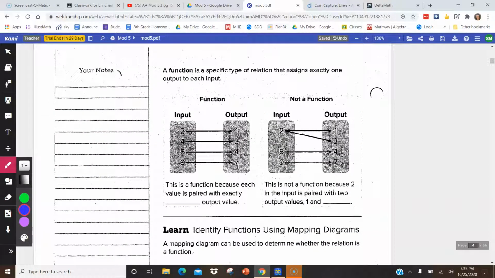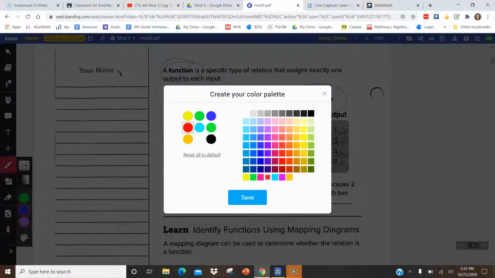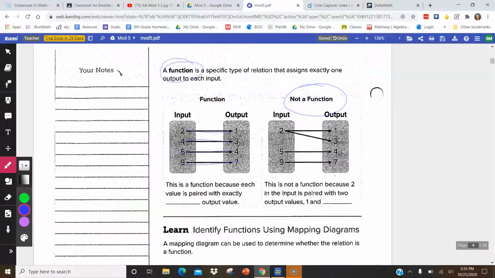It's important to note that when we have a function, it's a specific relation. It's a more detailed relation. It goes to exactly one output, so each input has exactly one output. So 2 only goes with 1, 4 only goes with 3, 5 goes with 4, 9 goes with 7. You'll notice if it's not a function, I'll try to show that in red. Here the input of 2 goes with 1 and 3.